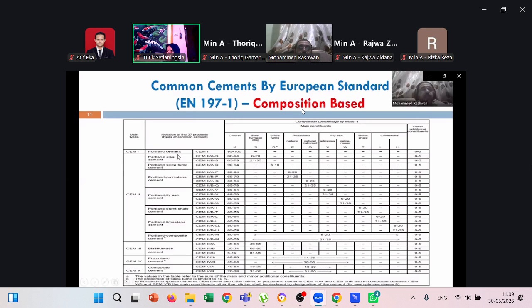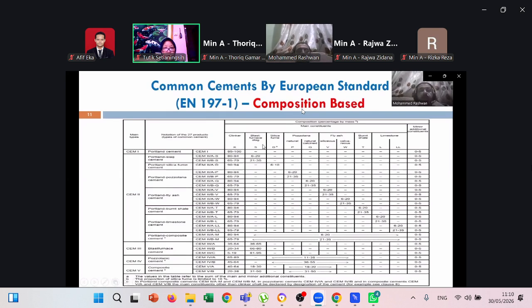CEM I means Portland cement, which is the most common cement type all over the world. CEM I is composed mainly of clinker, from 90 to 100% clinker, with minor additions, 0 to 5% minor additional constituents, like limestone, other than the main constituents.